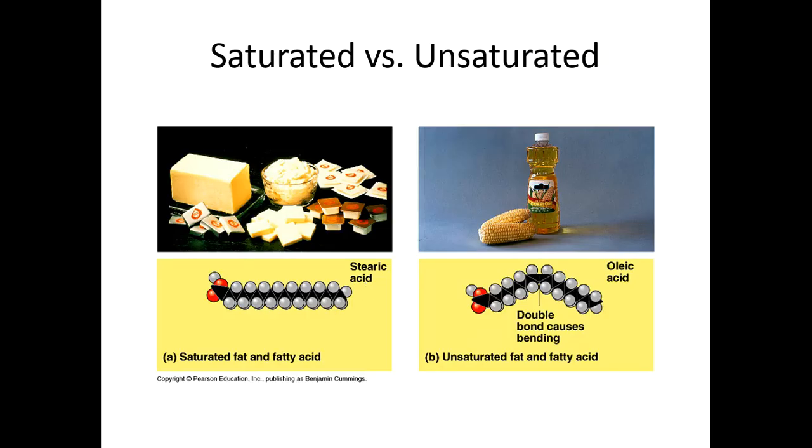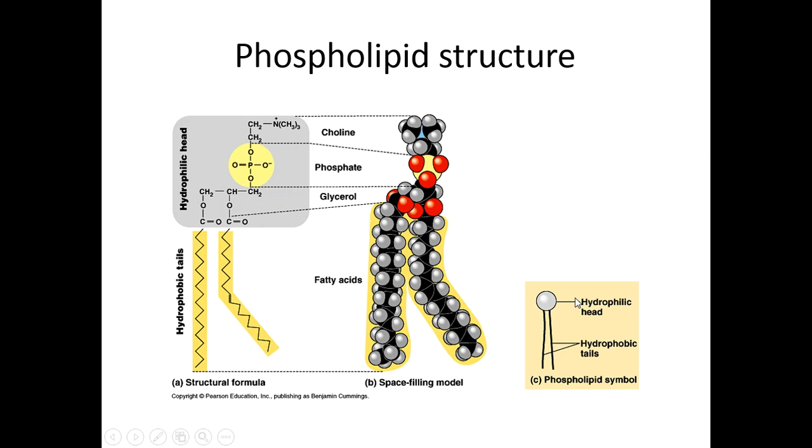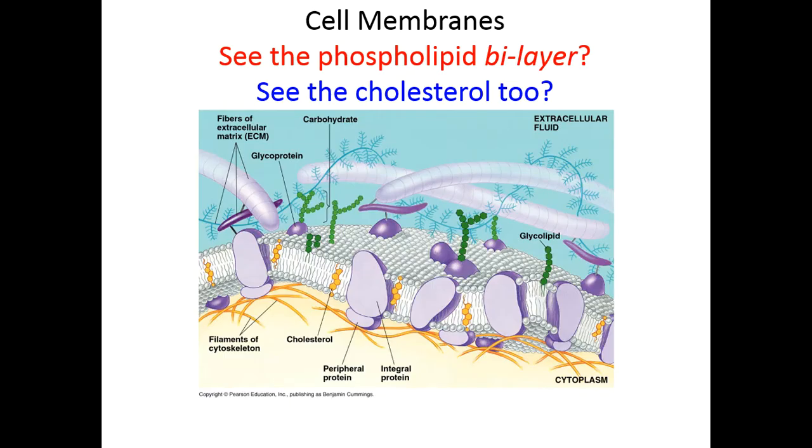Then the difference between saturated and unsaturated. Saturated fats, one long chain. Unsaturated has this double bond right here, so you have these bending that takes place in them. When we talk about the phospholipid bilayer, this phospholipid structure, it's got a phosphate group and it's got these fatty acid tails here as part of the phospholipid bilayer. And like I said, here's the bilayer, here's the phosphate group and the fatty acid tails.